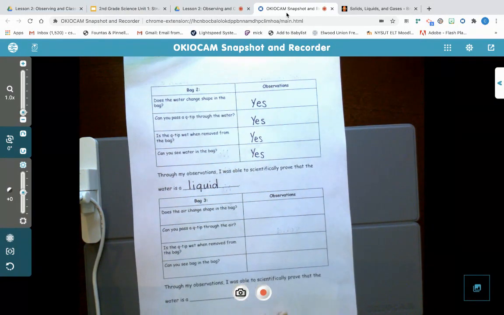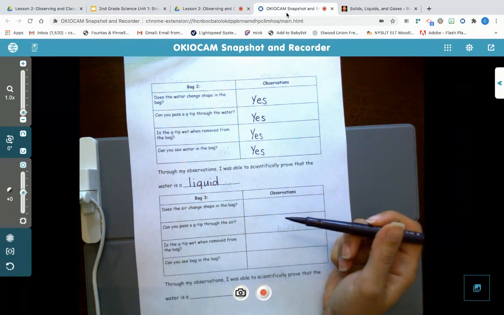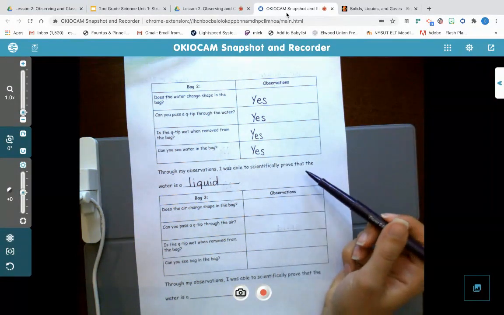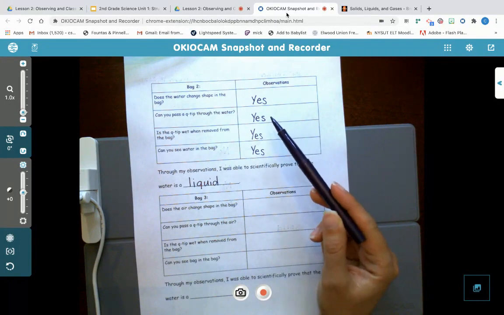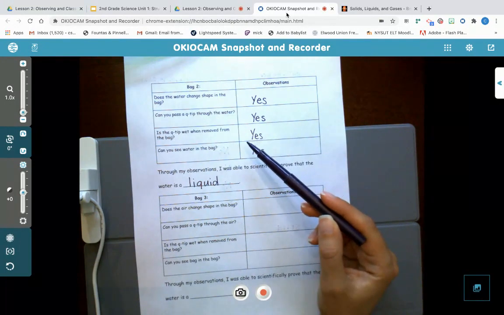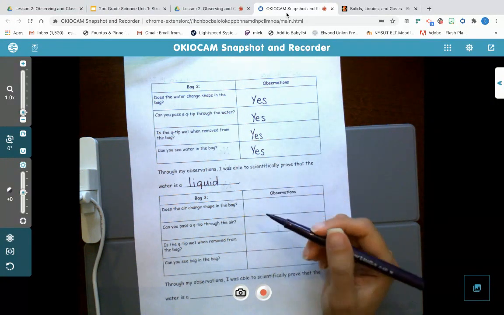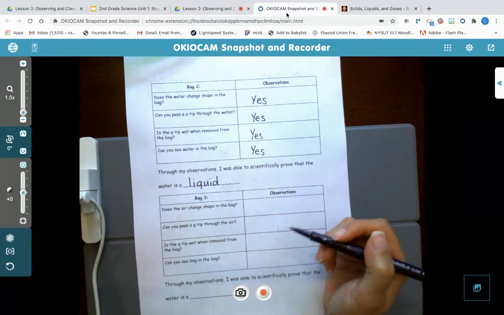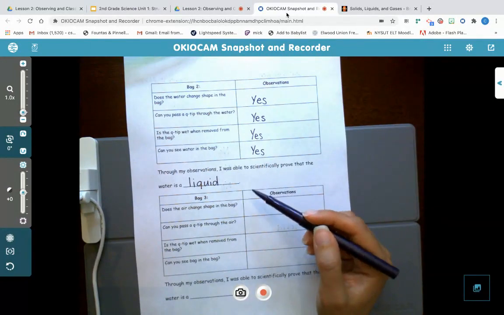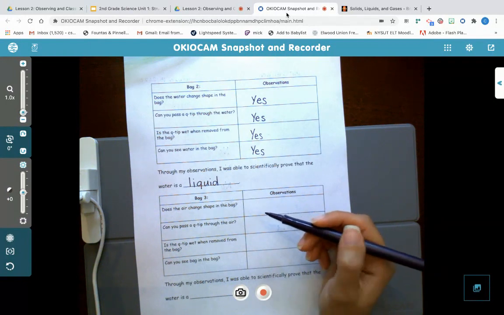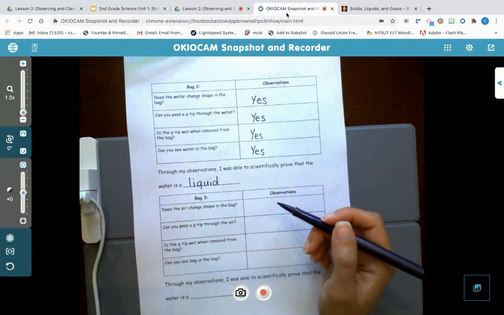All right, excellent job, everybody. So what I was thinking is I was able to scientifically prove that the water is liquid because it changes shape. I was able to pass another object through it, and then when I pulled that object out, the object was wet, and I'm able to see it in the bag. If I wasn't able to see it, it might be gas, right? But since I'm able to see it, I know it must be a liquid.